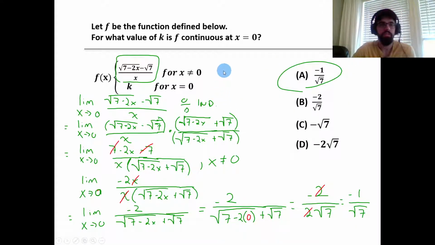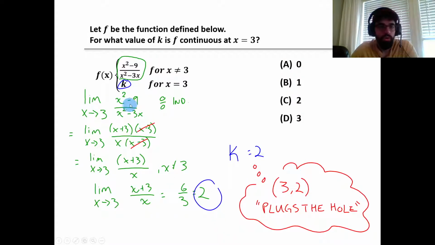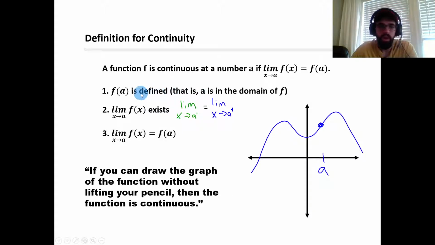All right, another example. So this is one that we can't solve by factoring. Let f be the function defined below. For what value of k is f continuous at x equals 0? So our definition, first of all, is f of a defined? Does the limit exist? And does the limit equal f of a?